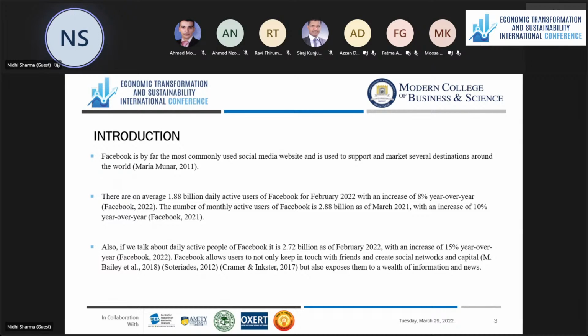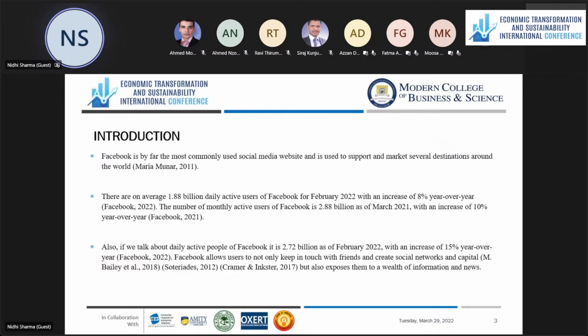There are on average 1.88 billion daily active users of Facebook for February 2022, with an increase of 8% year over year. And the number of monthly active users of Facebook is 2.88 billion as of March 2021, with an increase of 10% over the year. Also, daily active people of Facebook is 2.72 billion as of February 2022, with an increase of 15% year over year.